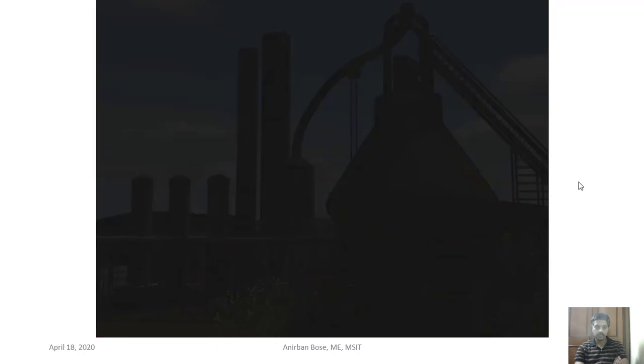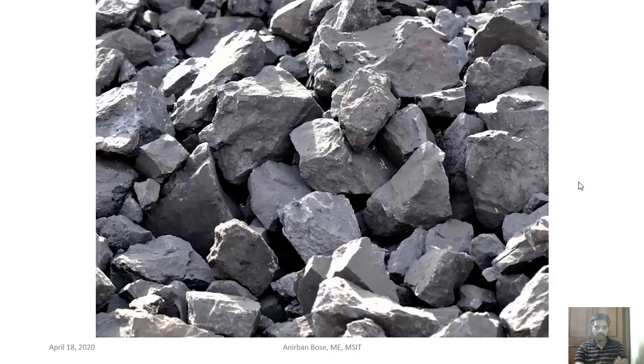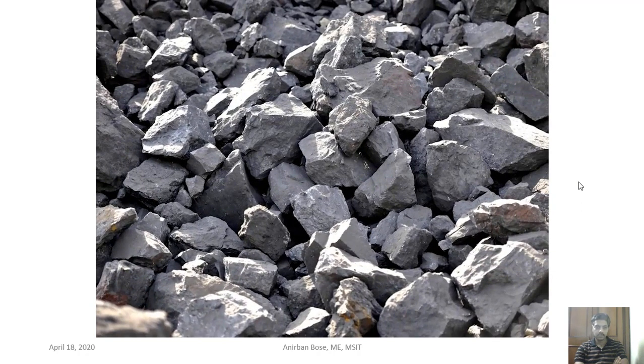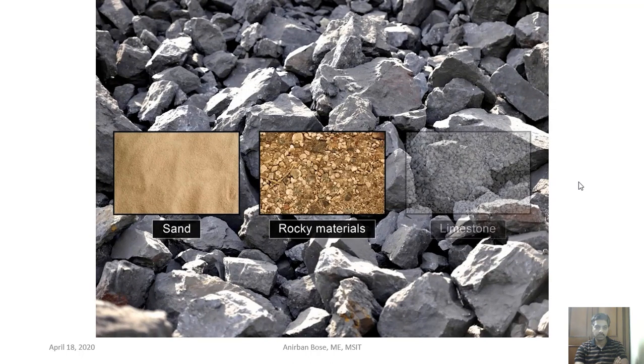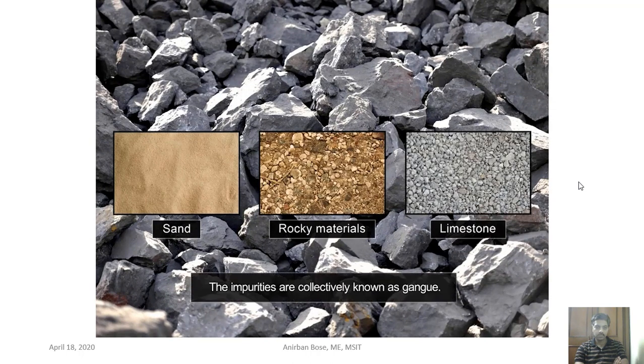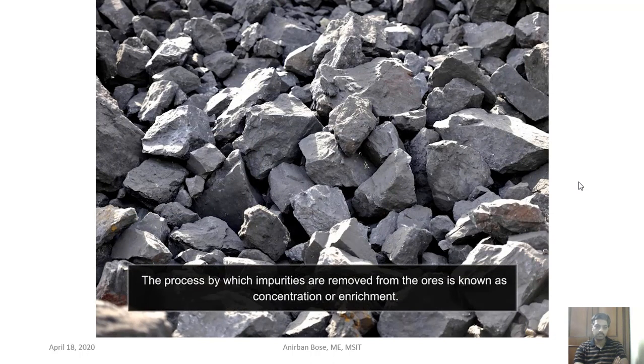Before the ore can go into the furnace, it has to undergo certain preliminary treatment like concentration or dressing and roasting or calcination. Iron ore mined from the Earth's crust contains impurities such as sand, rocky materials, limestone, etc. The impurities are collectively known as gangue. The gangue must be removed before the metal can be extracted. The process by which impurities are removed from the ores is known as concentration or enrichment.